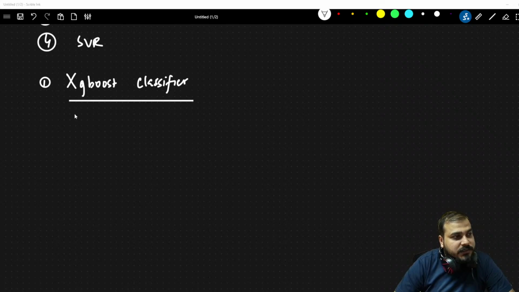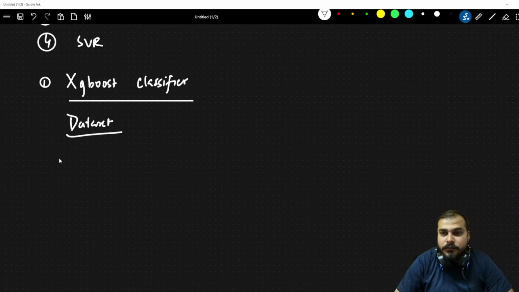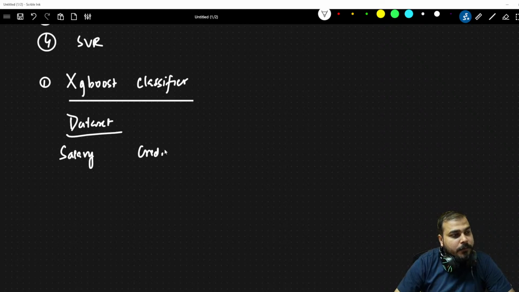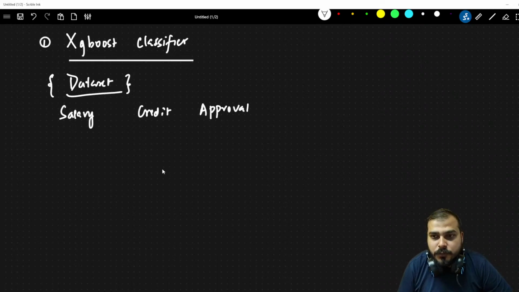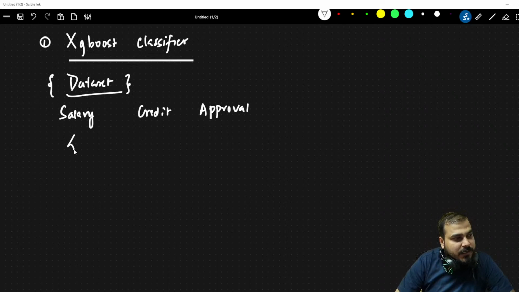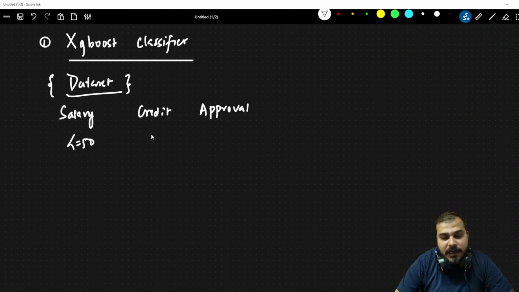So let's consider a data set. Please write it down. This will be my salary, credit, and this is approval. We are going to take this sample data set and understand how XGBoost works. Suppose salary is less than or equal to 50 and the credit is bad. So the loan approval will be 0. That basically means he or she will not get it.